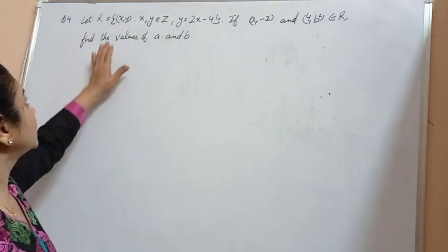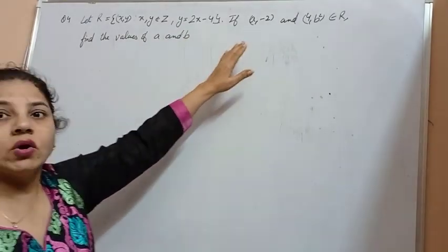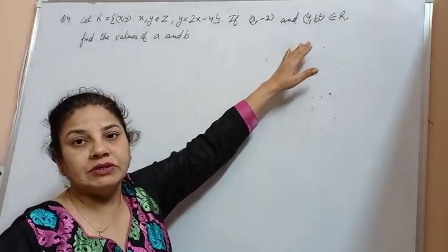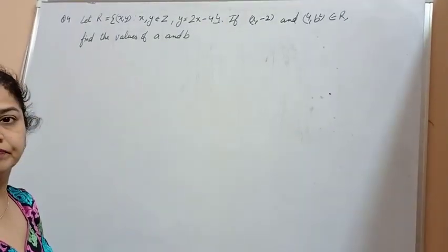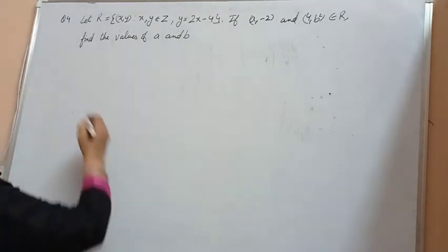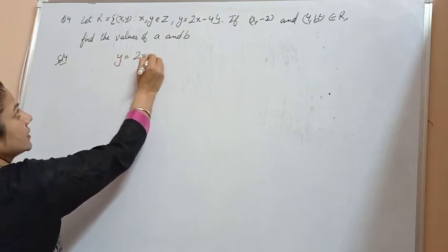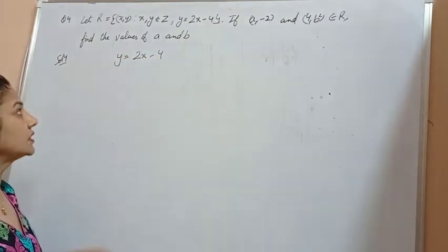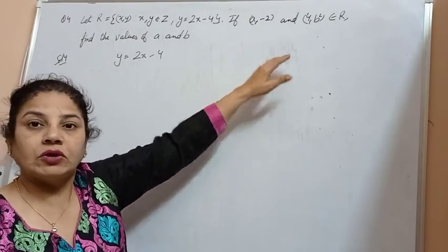Let R be a relation (x, y), where x, y belong to integers Z, y is equal to 2x minus 4. If (a, minus 2) and (4, b square) belong to R, we have to find the values of a and b. Now the relation is given as y is equal to 2x minus 4, and (a, minus 2) belongs to this relation.